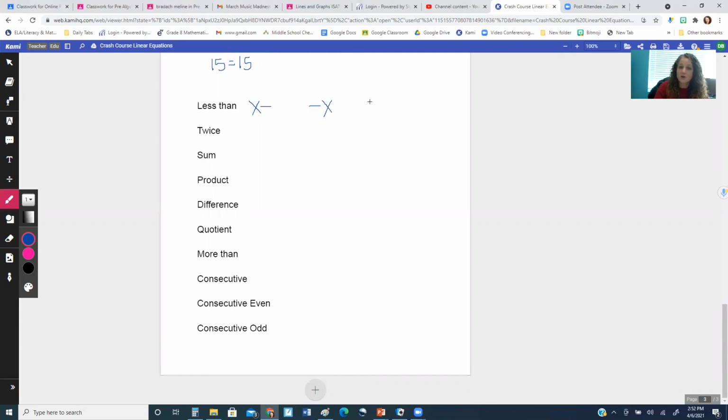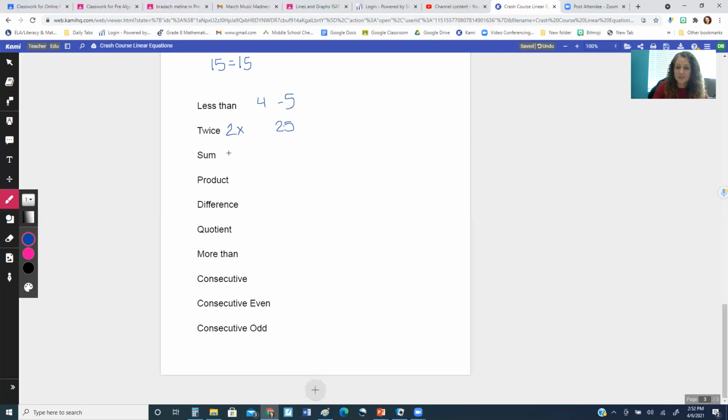If I say 4 less than a number, it's 4 less than a number. If I say 5 less than 4, 5 less than 4. Twice means 2 times. Twice a number. Twice 5. That's 2 times 5.